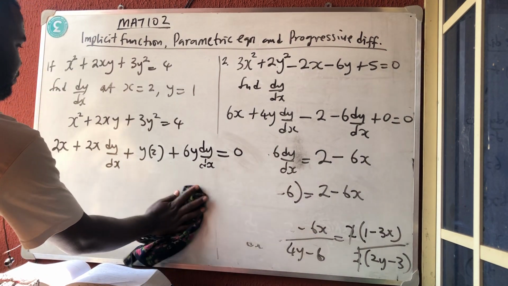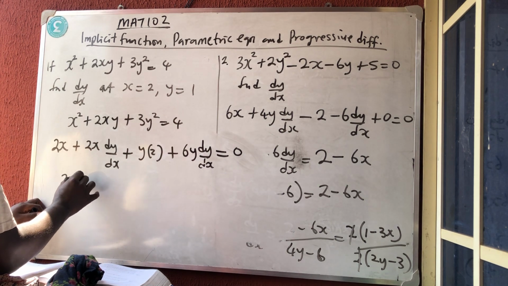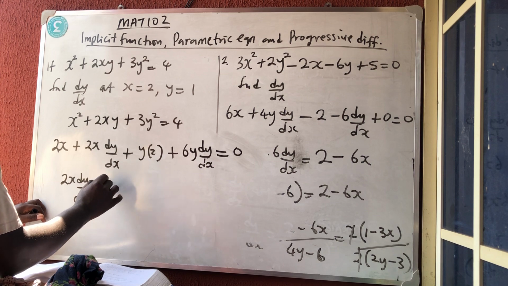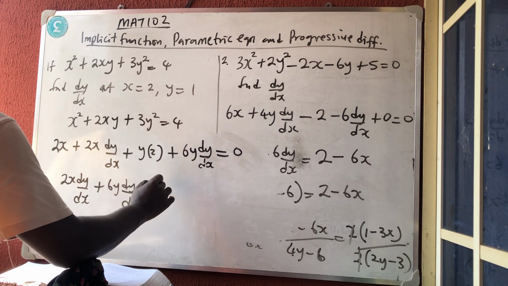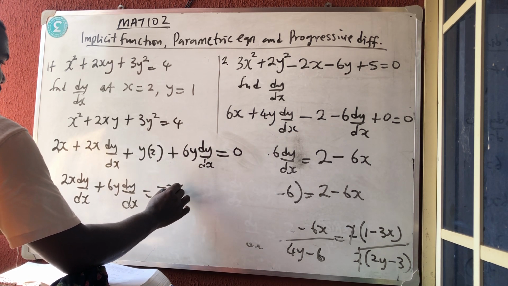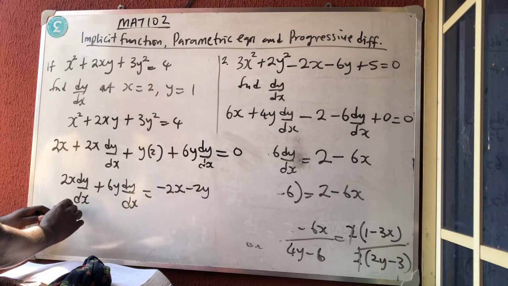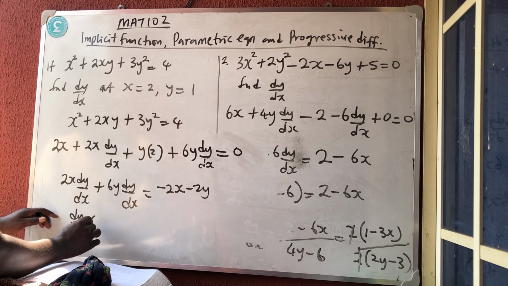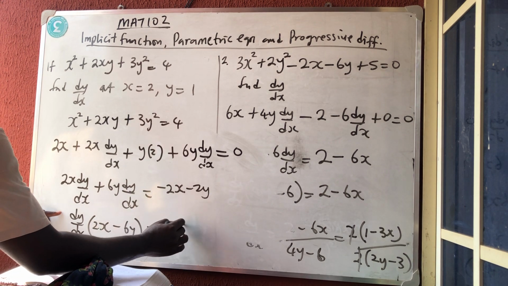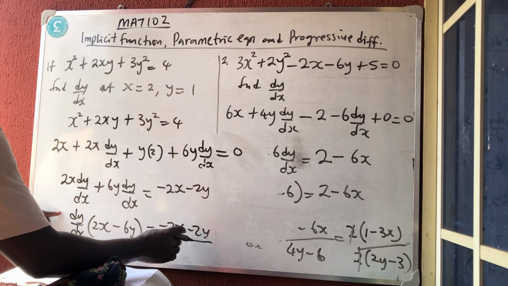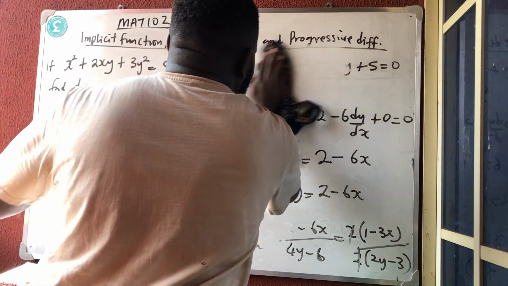We now have, bring all the dy/dx to one place. So I'm going to have 2x dy/dx plus 6y dy/dx is equal to, everybody move. This one moving, I'm having minus 2x. This one moving, I'm having minus 2y. What is common between these two is dy/dx. The remaining thing now is 2x minus 6y is equal to minus 2x minus 2y all over. Now divide everybody by 2x minus 6y so that dy/dx can stay alone.